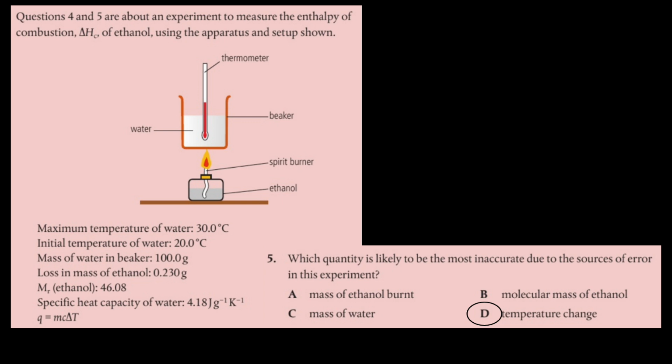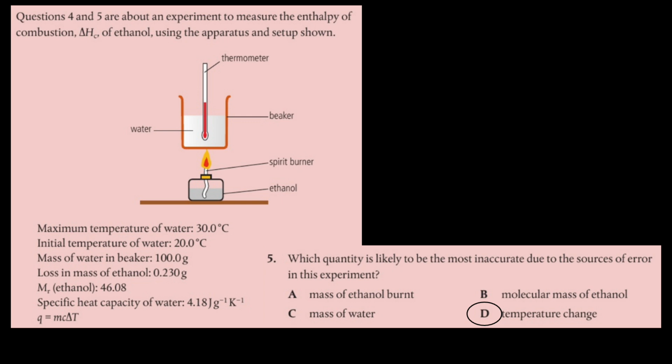Now if we get to D, your temperature change is going to be measured using a thermometer, and there are going to be many factors that introduce inaccuracies. So we have the heat loss to the surroundings, which is going to reduce the actual temperature rise. We also have inconsistent stirring, so that could be uneven heating throughout the water.